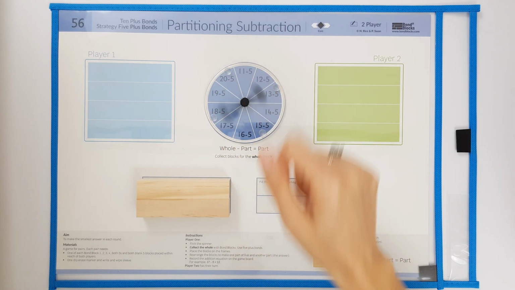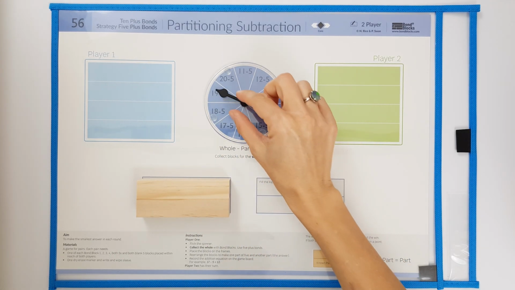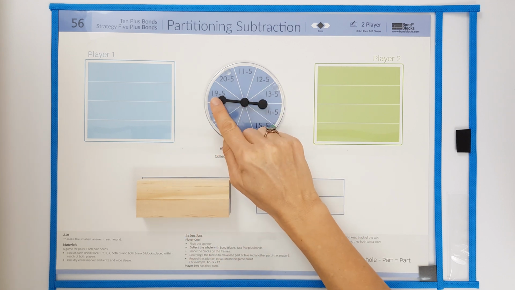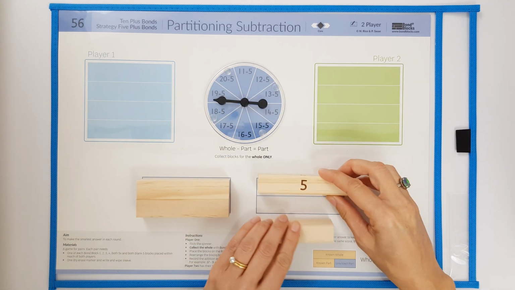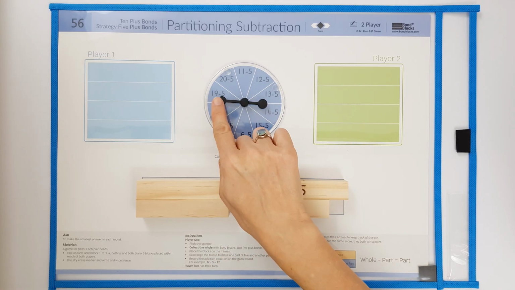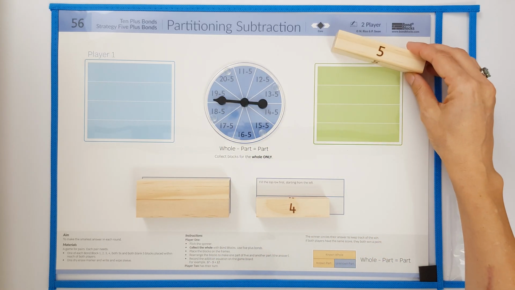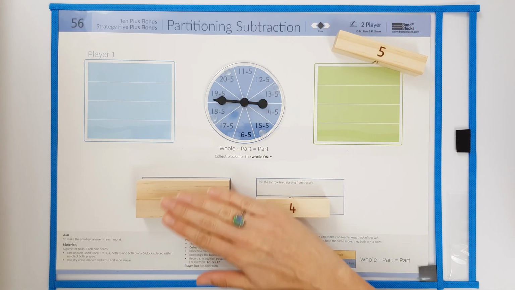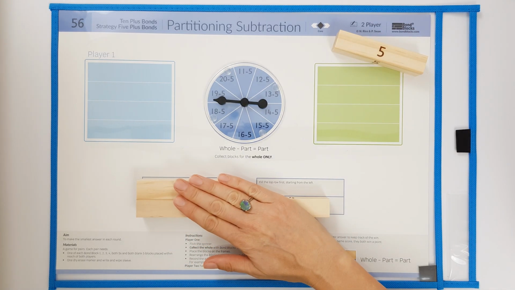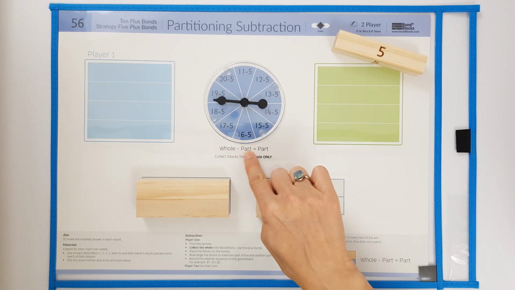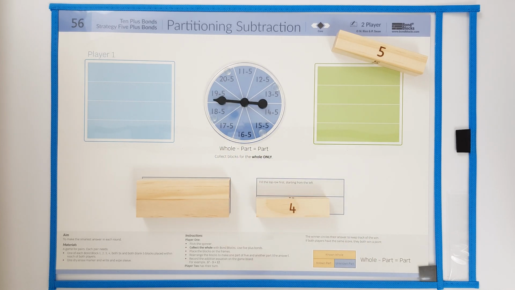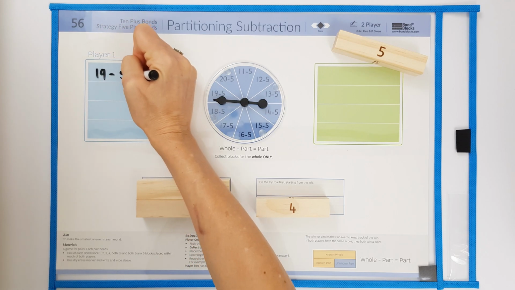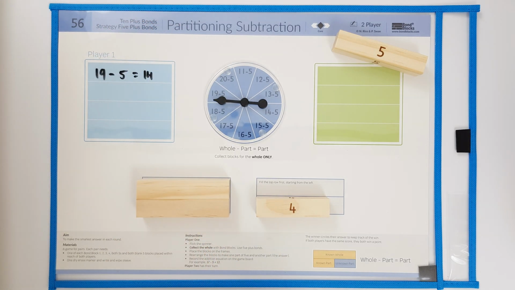Player 1 goes first, and they spin 19 subtract 5. First they build the whole of 19, then we subtract 5. Subtracting the part of 5 leaves me with the part of 14. Whole subtract part equals part. The whole of 19, subtract the part of 5, leaves the part of 14.